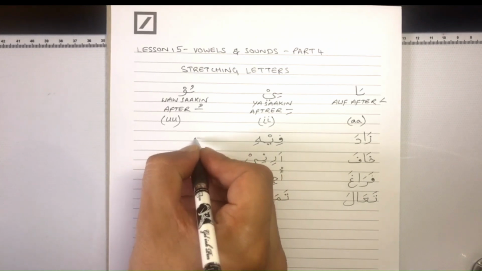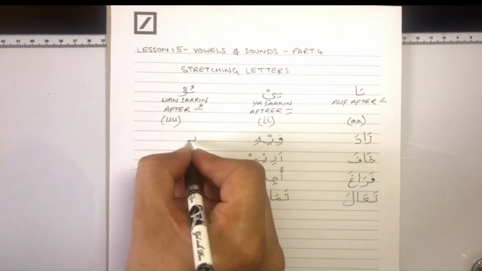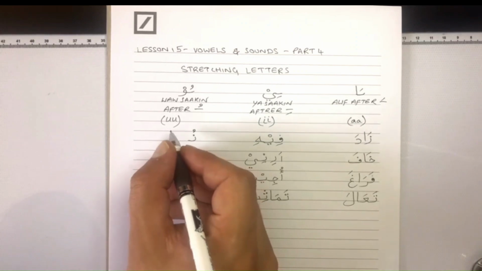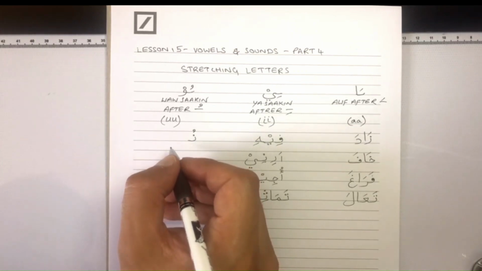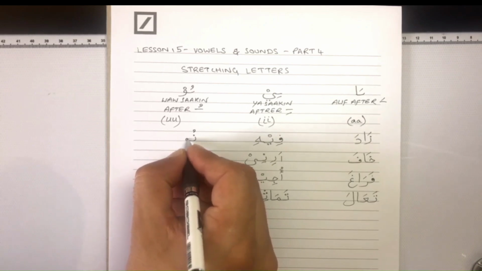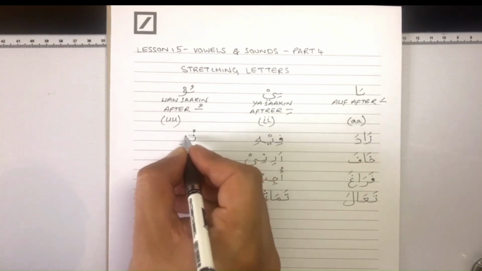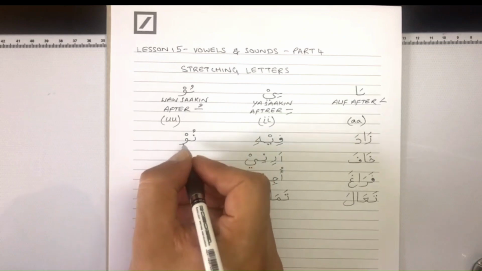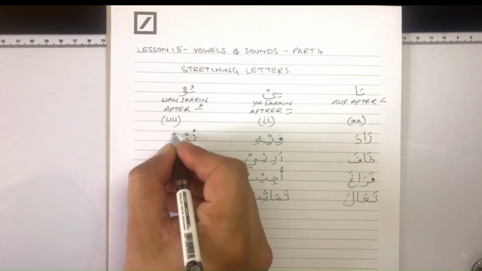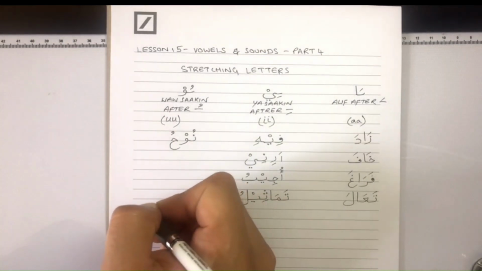Let's look at some examples now for a waw sakin. So here we have a noon with a dhamma on it, so it's nu. Then we'll put a waw sakin next to this, so that dhamma sound will also be stretched now. So it's not nu anymore, it's going to become nu. And then a ha with a dhamma on it, hu, nuhu.